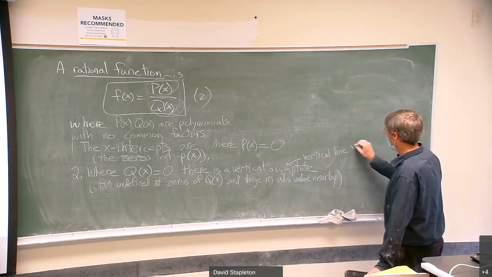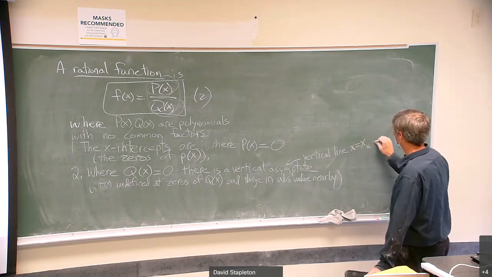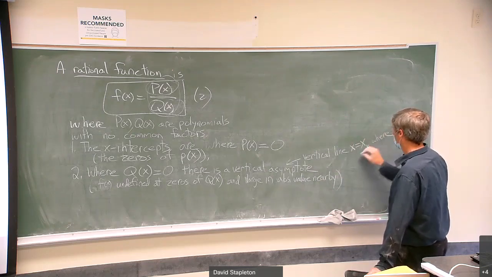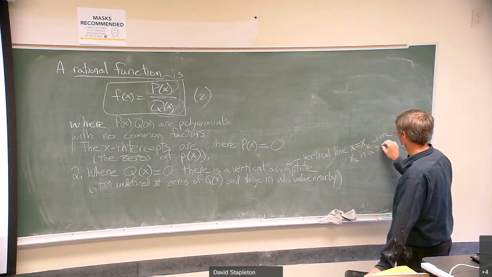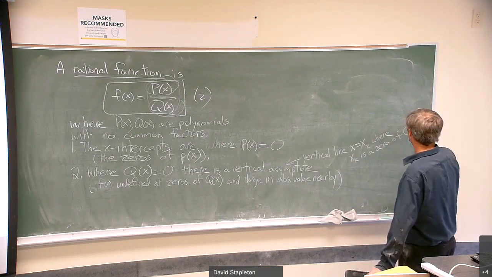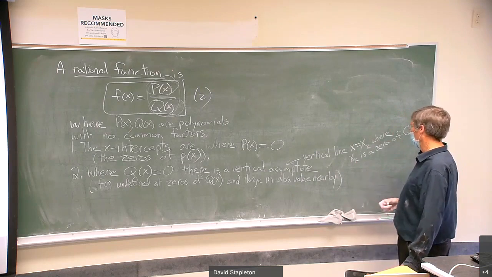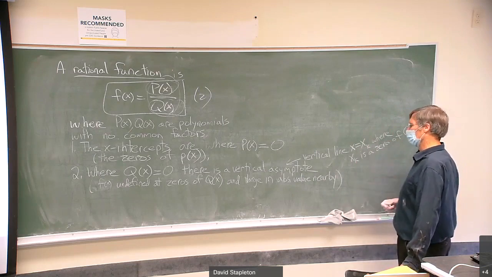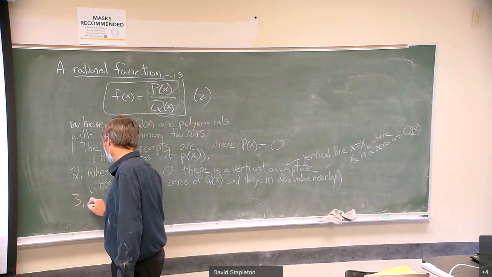You've got a vertical line, x equals x sub k, where x sub k is a number, a 0 of q of x. Whatever number x sub k gives a 0 of q of x, that polynomial gives you x equals that number as a vertical asymptote. And then finally, there's one more thing it does.